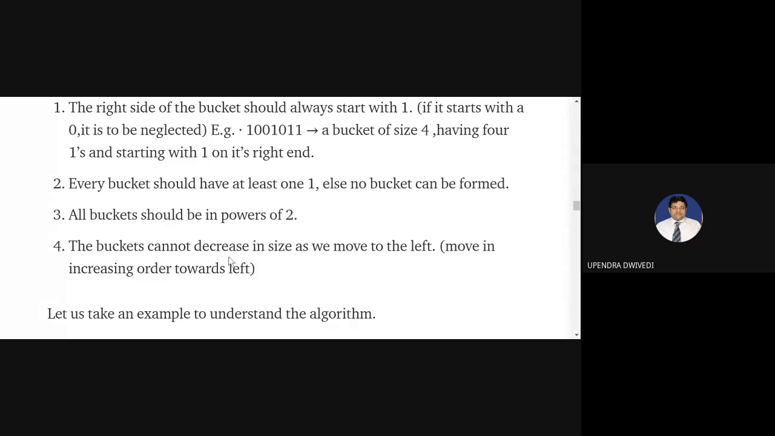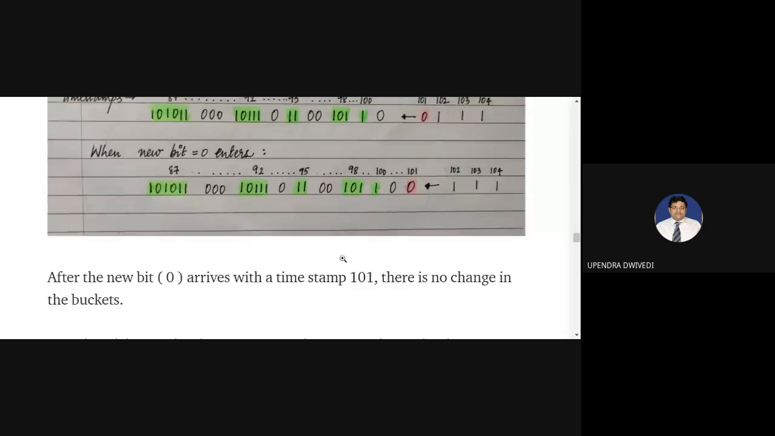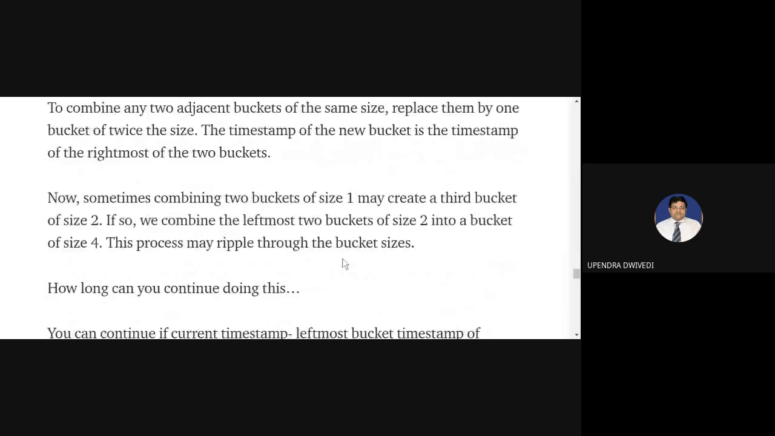Bucket size cannot decrease as we move to the left. So when we are going from right to left, the bucket size cannot decrease. You can find out that when we are moving from left to right, the bucket size is in increasing order. And when we are moving in reverse order, the bucket size is in decreasing order, and so on. So it is the DGIM algorithm. That is a simple explanation of the DGIM algorithm.